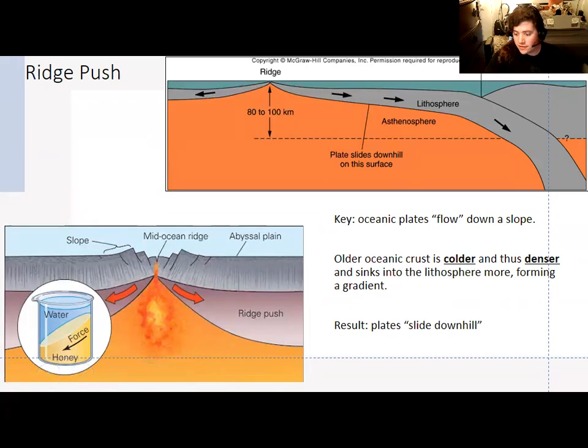And this is actually one reason why the mid-ocean ridge isn't really much of a high volcano, because you have this process occurring constantly away from it. You have ridge push bringing crust away from it constantly.